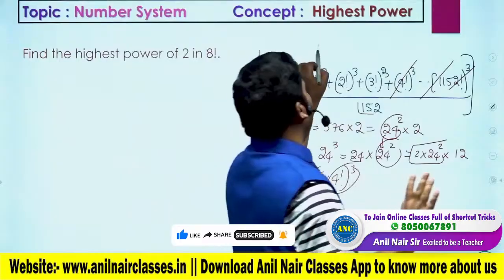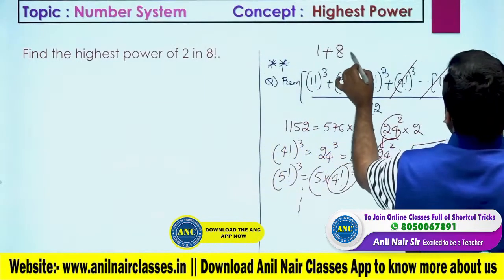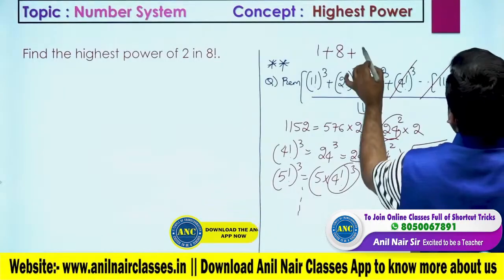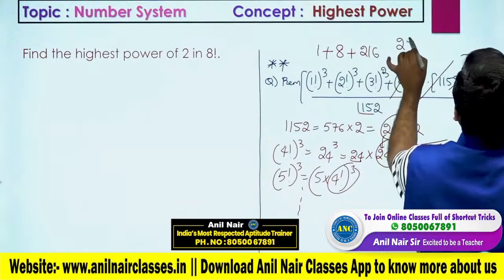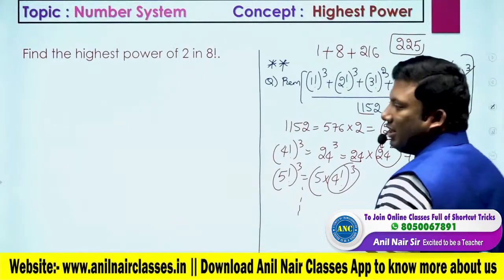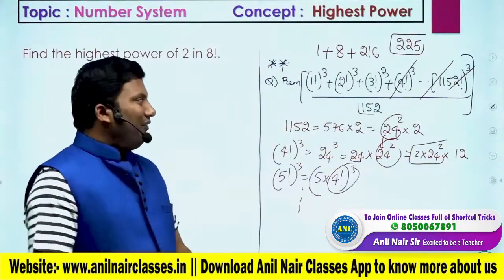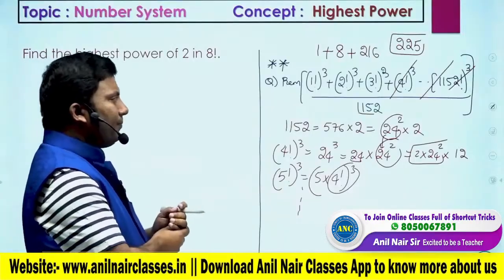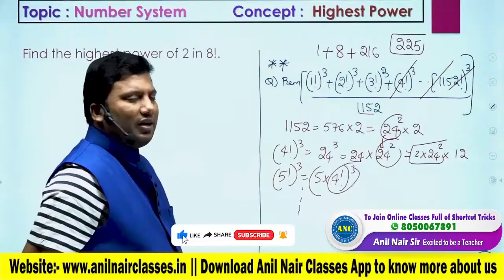So 1 factorial, it is 1. 2 factorial is 2, cube is 8. 3 factorial is 6, cube is 216. So answer for this question is 216 plus 9. Answer it is 225. Answer for this question is 225. It is a CAT replica question. You can easily solve it.